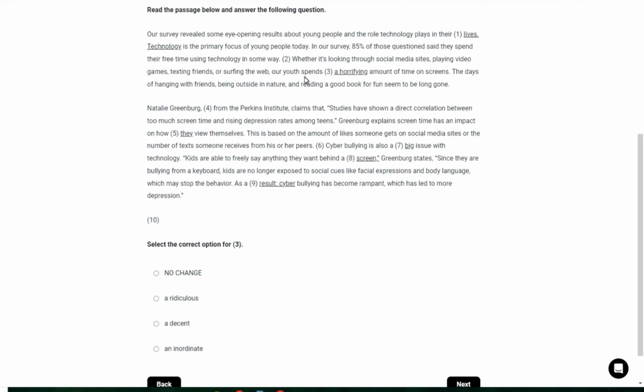Our youth spends a ridiculous amount of time on screens. Now, that one sounds very similar to a horrifying amount of time on screens. And there's a little bit of a tip there: if you're looking at vocab words, and especially vocab questions, if you see two words that are kind of synonyms or very similar, if they're both on the answer sheet, they can't be right, because if you pick one of them, then the other one seems applicable too. And so if you see horrifying or you see ridiculous, it's kind of the same meaning there. So initially, when I was reading through this, I crossed both of them off because they're kind of doing the same thing, the same adjective describing that time.